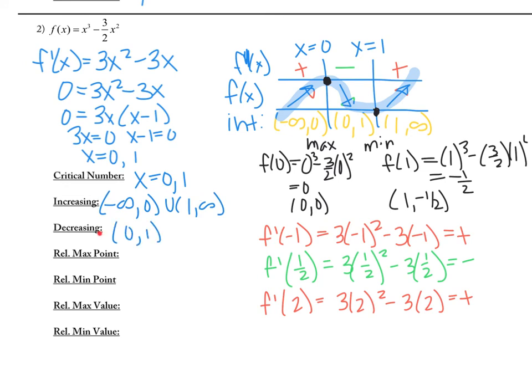Like I keep saying, make sure this covers the full number line and make sure it's in numerical order. We have a relative maximum point at the mountaintop, where our f prime of x changed from positive to negative. So that's going to be at 0, 0, which means the relative maximum value is at 0. And then the relative minimum point occurred at 1, negative 1/2. And then the relative minimum value occurred at negative 1/2.